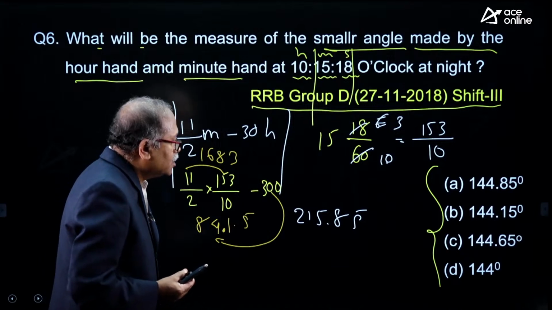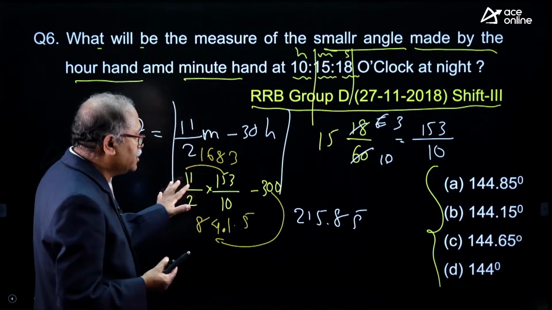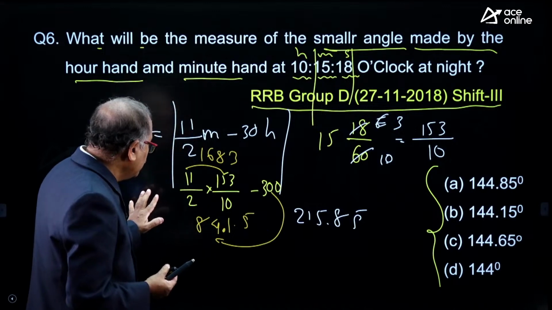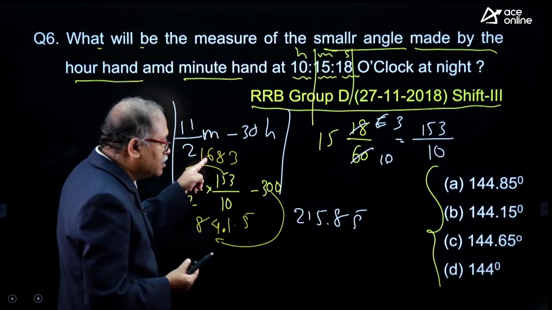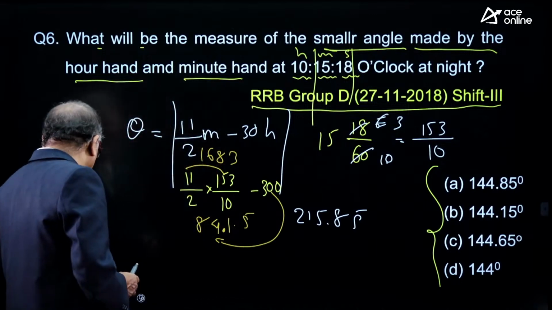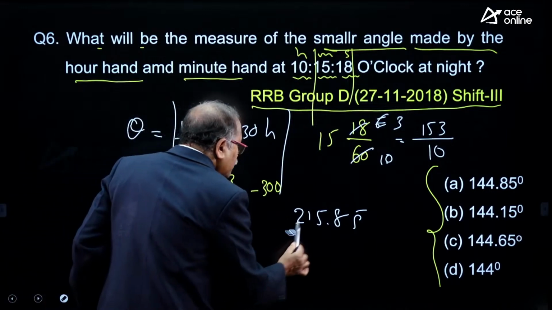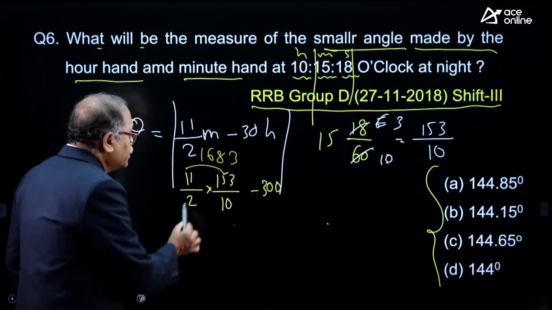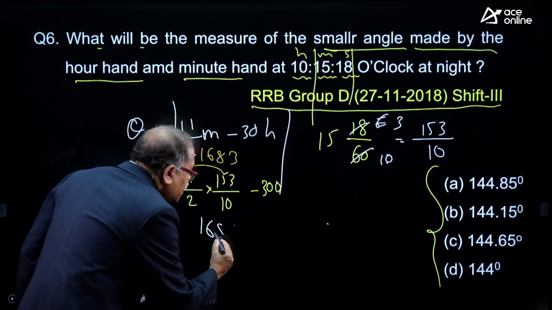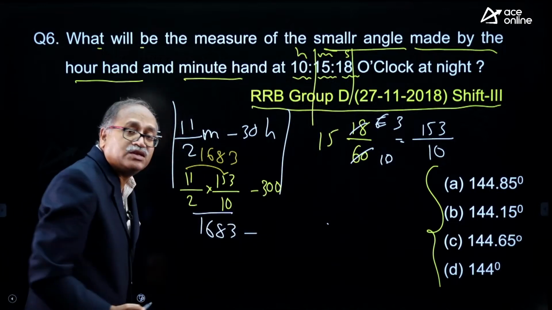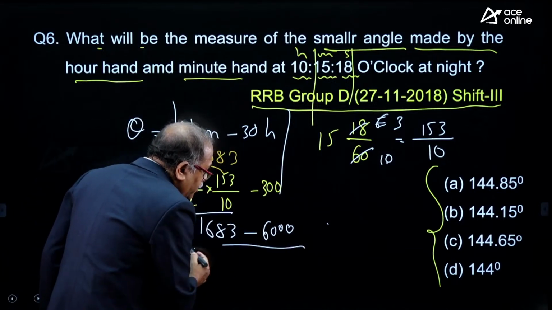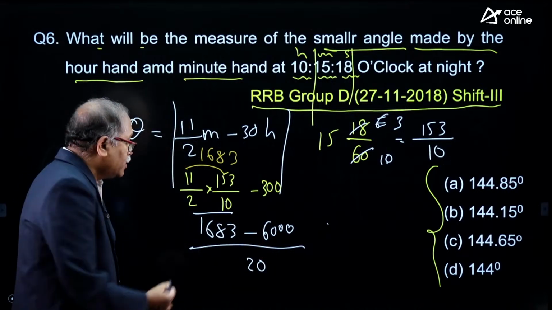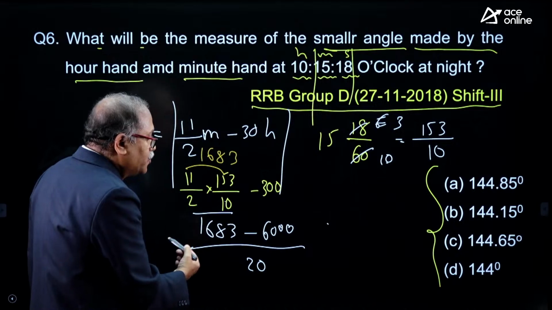So far, this 153 by 10 is correct. 11 by 2 into 153 by 10, that is correct. So that comes to 168. Okay. Now can I change the calculation approach a little bit over here, because I made a mistake in this. So I am changing the calculation. That is 1683 minus, multiply this by 20, it has become 6000, divided by 20. That's all. I need to take the difference here, and when I take the difference, I find 4817.